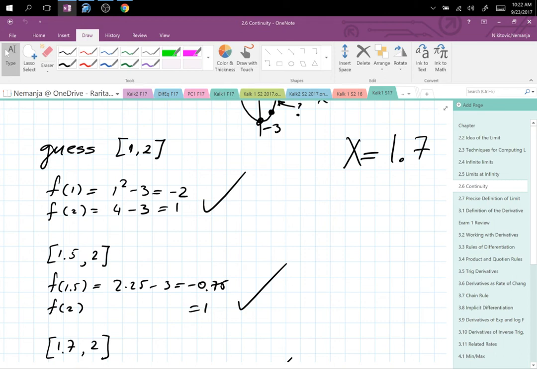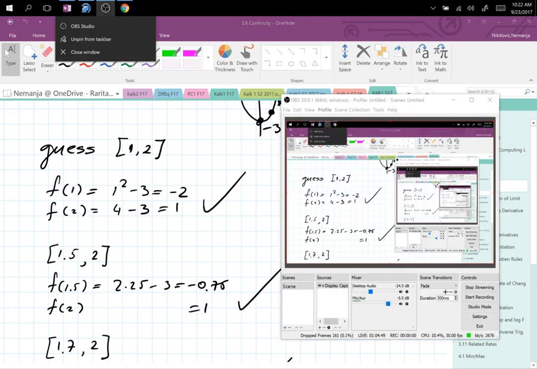So that's it. That's our continuity. When you come back, we'll take a look at the precise definition of the limit.